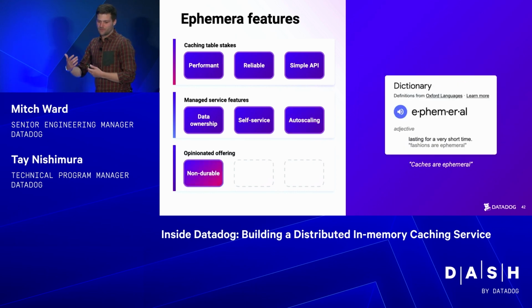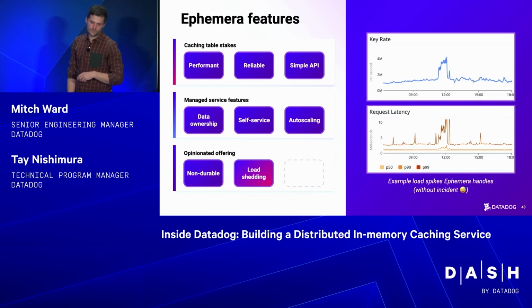Moving on, when we think about Ephemera as an opinionated offering, the first part is that it's non-durable. So this comes from the name Ephemera, right? Lasting for a very short time. When we say non-durable, we just make no guarantees that any individual key will last around in the cache. Obviously we do our best, Ephemera wouldn't be useful if it just forgot everything. And we definitely avoid losing large chunks of the cache's data, but we just don't want Ephemera to be a source of truth. It's not a long-term database, it's a cache. And one of the key ways we enforce that is that we require short TTLs on any key that you write to Ephemera.